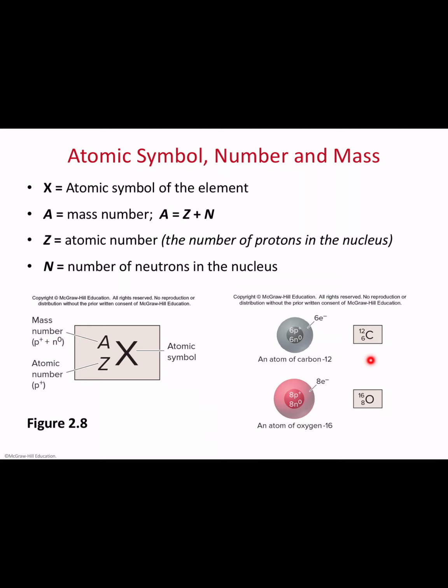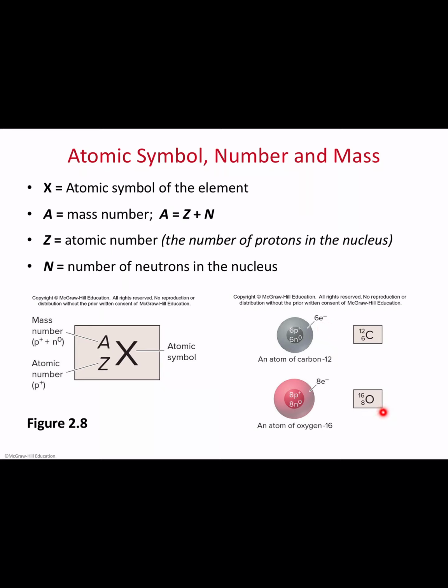And this is a symbol for carbon. This is how we're going to write it. Carbon 12, 6. 12 being the mass number, 6 being the atomic number. There are 6 protons and 6 neutrons in the nucleus, whereas 6 electrons in the outer shell.